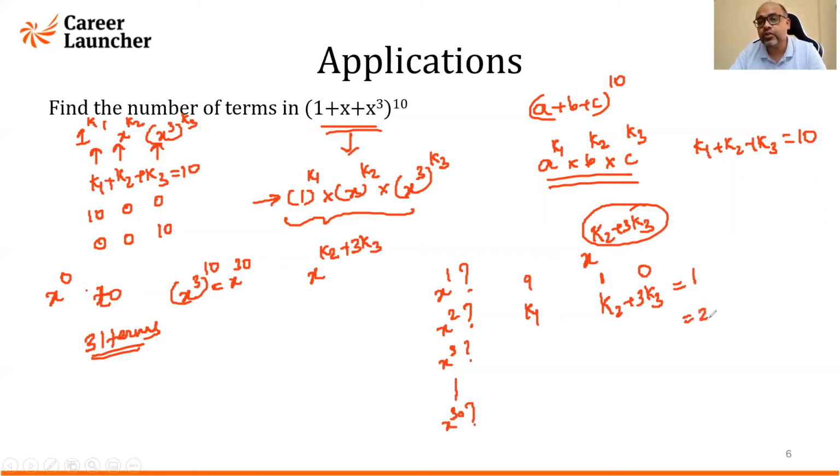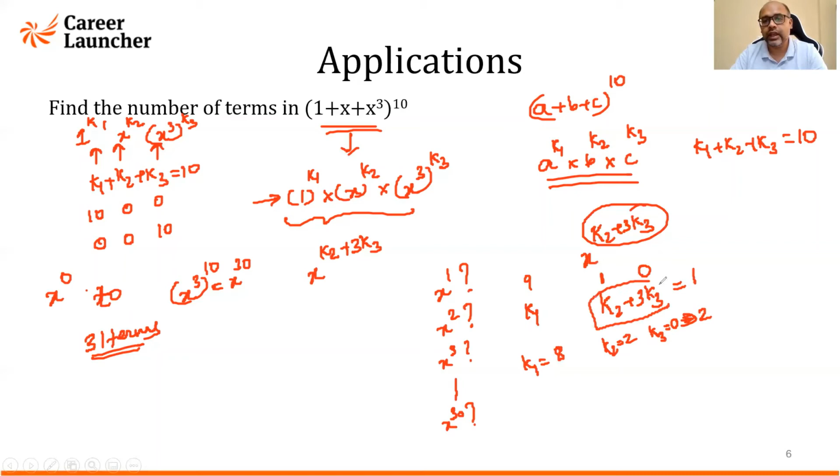Now, can you get this as 2? Yes. You put k3 equal to 0, and you put k2 equal to 2, and automatically k1 will become equal to 8.